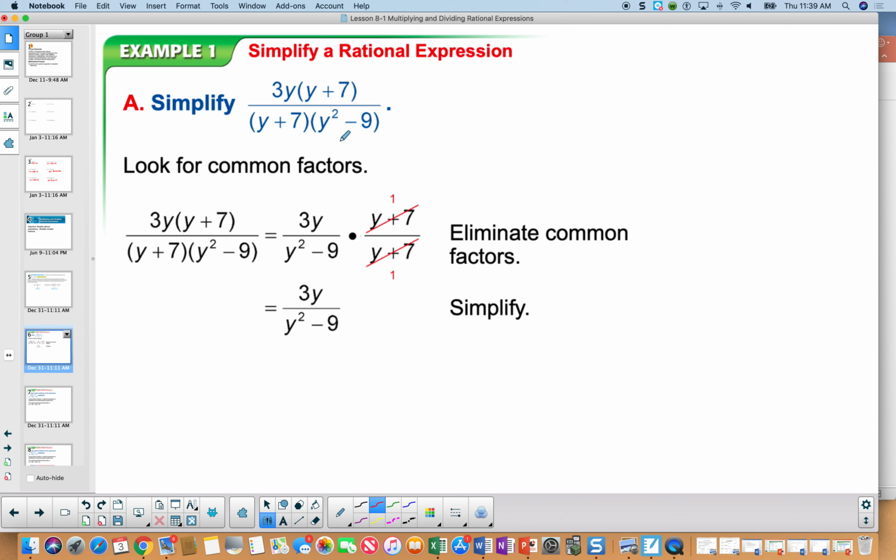Let's go ahead and look at an example, and you can see the greatest common factor will be the y plus 7, which we will divide the numerator and denominator by, and then what we have left is our simplified form.